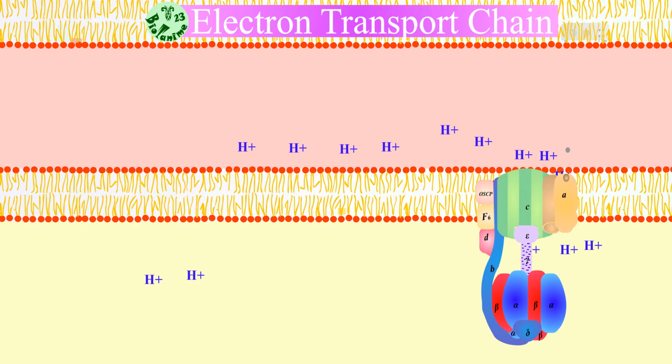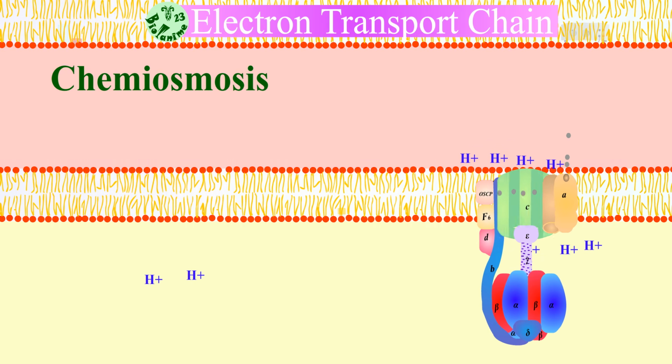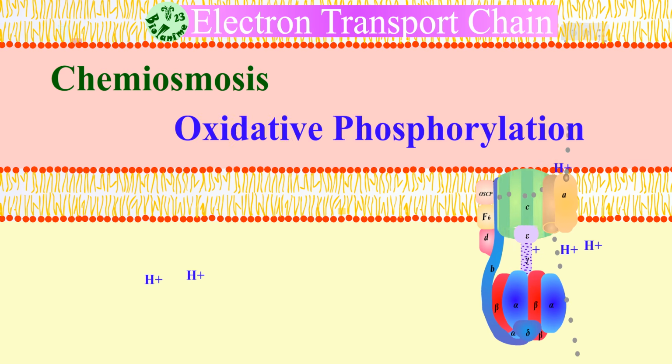The movement of protons through ATP synthase, driven by the proton motive force, is known as chemiosmosis. The coupling of electron transport with ATP synthesis through this proton gradient is called oxidative phosphorylation.